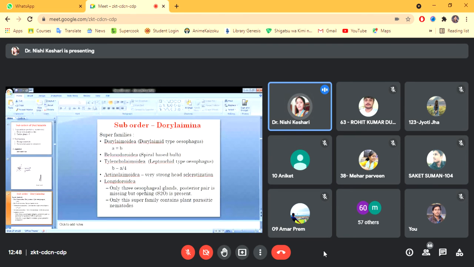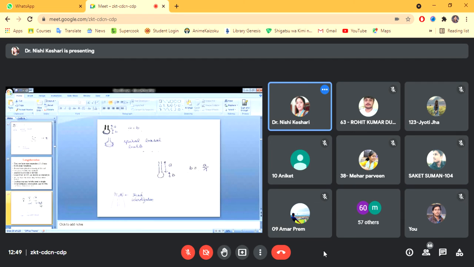In Longidoroidea, only three esophageal glands are present, the posterior pair is missing, but the opening is present. Only this superfamily contains plant-parasitic nematodes. So again, you have to remember only Longidoroidea in the Dorylaimina suborder. You can see that the suffix OIDEA is the suffix of a superfamily, so Longidoroidea is the superfamily. You need not know all the different types in detail.